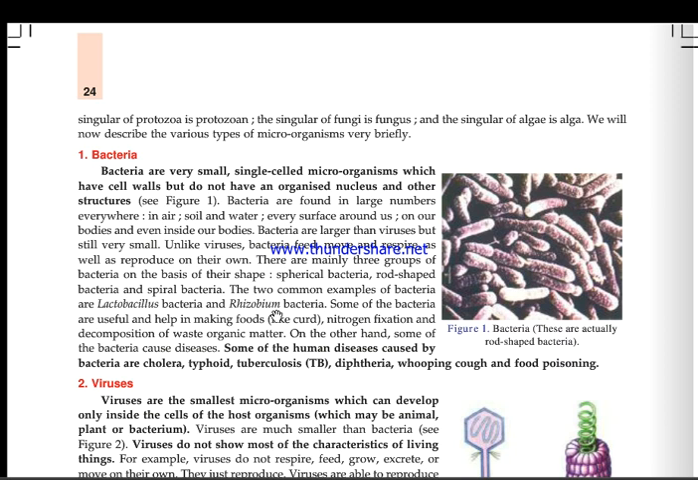On the other hand, some of the harmful bacteria cause some diseases like cholera, typhoid, tuberculosis, diphtheria, whooping cough, and food poisoning. Food poisoning is also caused by the action of some harmful bacteria.